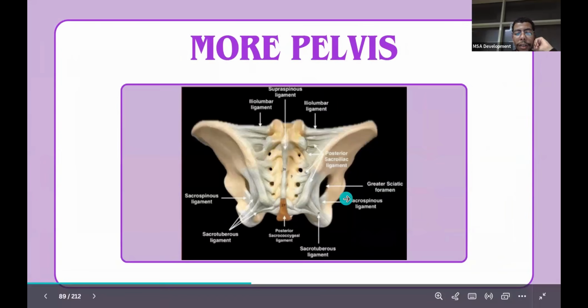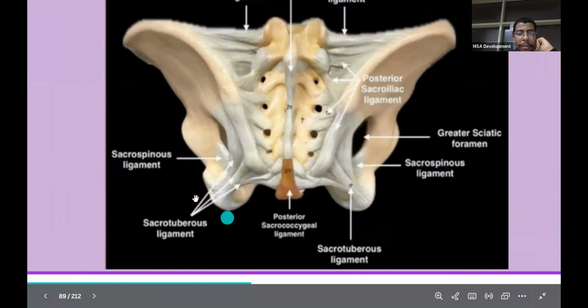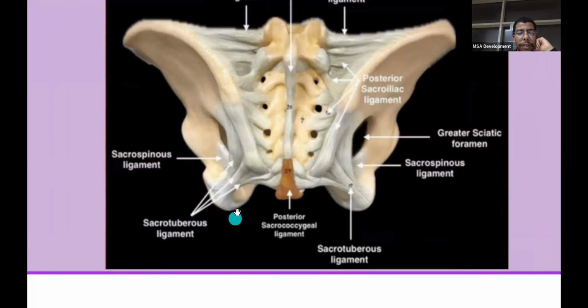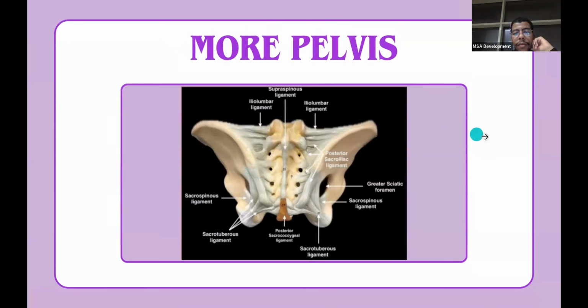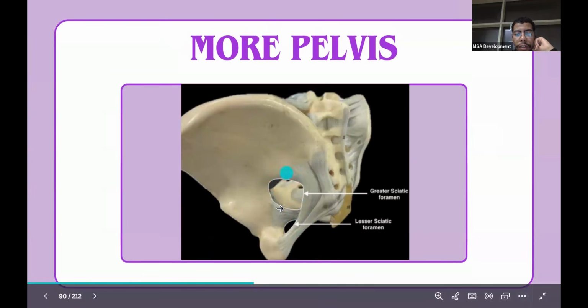More pelvis. Now from the back, you can finally see it. From the sacrum to the ischial tuberosity, we have the sacrotuberous. Then to the spine, we have the sacrospinous. And these are the two foramens, greater sciatic foramen and lesser sciatic foramen.